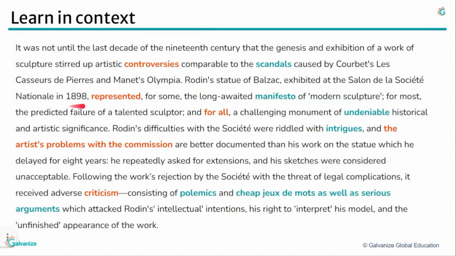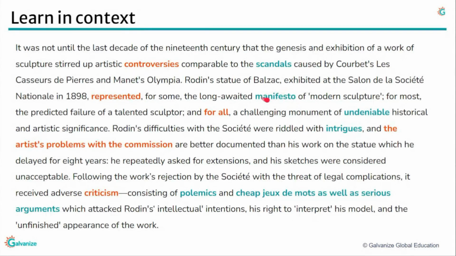If you observe the commas, you find that this part, from exhibited to 1898, is not actually required for understanding the sentence, right? So let's read the rest of the sentence. Rodin's statue of Balzac represented for some the long-awaited manifesto of modern sculpture.